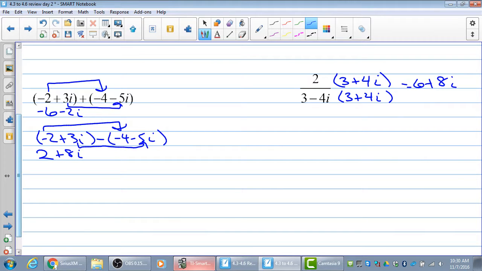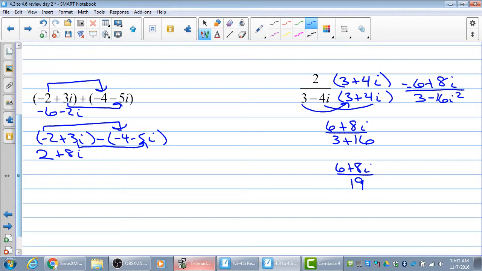The bottom, you got a FOIL, but it's the difference of 2 squares. So you have 9 minus 16i squared. Now the outside and the inside, they cancel each other out. That's why we picked the conjugate, so that they would cancel out. This is going to be 6 plus 8i over 3 plus 16. Because i squared is negative 1. So finally we have 6 plus 8i over 19. And 19 is prime. Oh, 9. Thank you. That's why some of you are looking at me like, what's going on? Over 25. Still can't divide by the same thing, right? Thank you. 9.